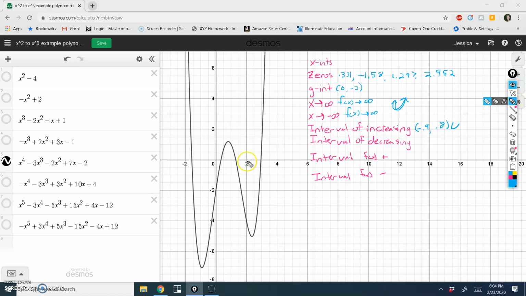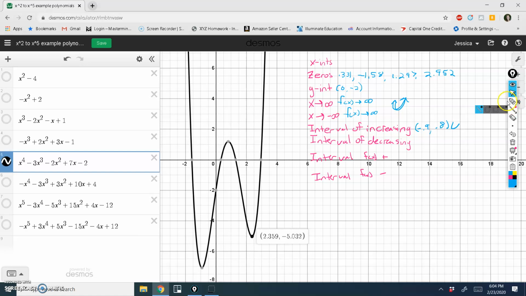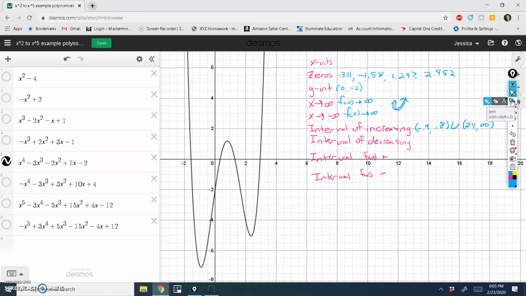So union, let's see, we decrease, decrease, decrease until here, and then from here on we're increasing again. So let's find out what that point is. From that point on, we're increasing again, so that's going to be from that point to infinity. We'll call that 2.4. So from 2.4 to infinity, we will also be increasing. Those are our intervals of increasing.